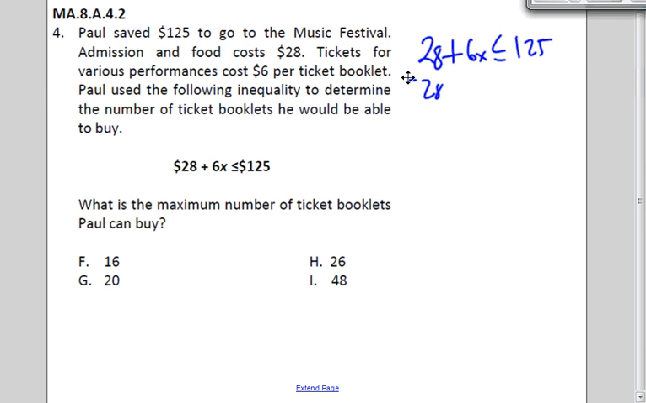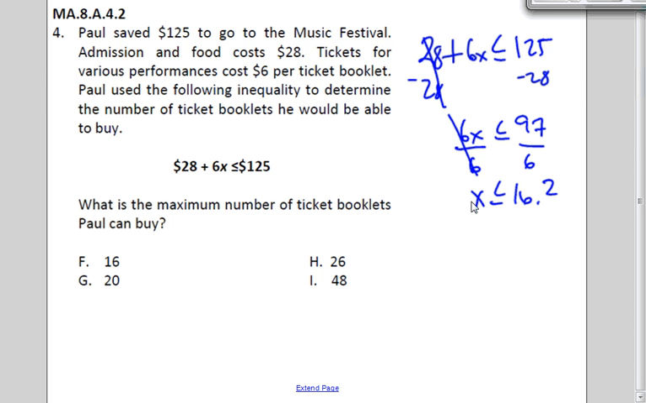Subtract 28 from both sides. These should cancel. 125 minus 28 is 97. So you should get 6x is less than or equal to 97. Divide both sides by 6. The 6 is canceled. X is less than or equal to 97 divided by 6, which is 16.2.